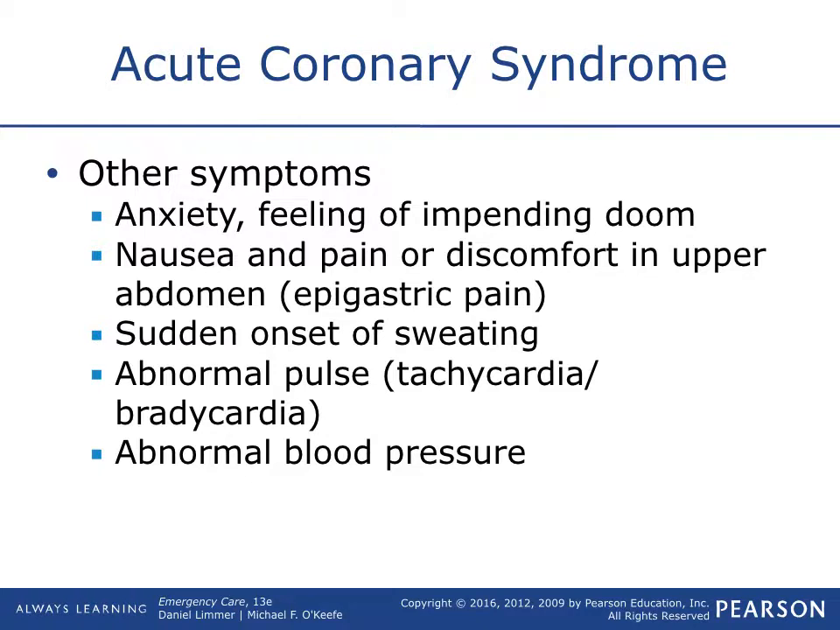Nausea and pain or discomfort in the upper abdomen, epigastric pain. So they're nauseous, with acid reflux, which can be epigastric pain. Sometimes GERD; if they're having an issue with their heart, it could be a GERD symptom as well. A lot of these people think they're having heartburn. Sudden onset of sweating, diaphoretic, big time. Abnormal pulse, so either tachycardic or bradycardic, right? That's a common thing. If their heart rate is abnormal, tachycardic or bradycardic, obviously it's not working properly. Abnormal blood pressure. If they're tachycardic or bradycardic, typically they're going to be hypotensive.